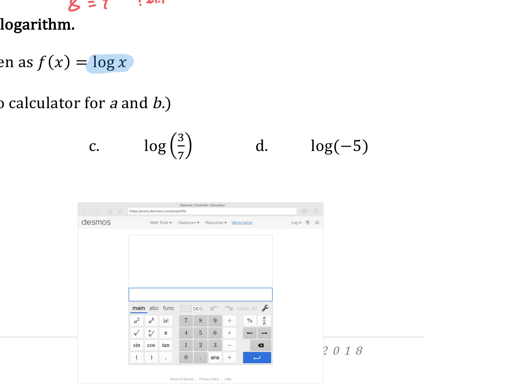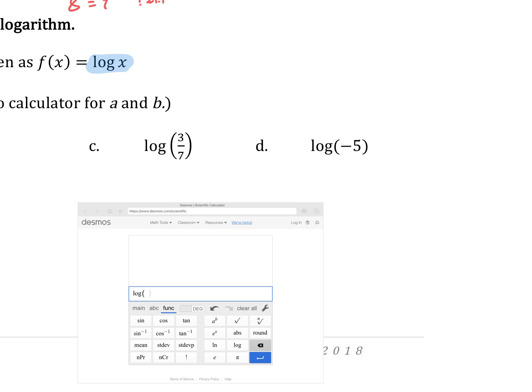So on Desmos here, if we go to function, same thing on the graphing. If you have the Desmos graphing calculator or the Desmos scientific calculator, both are available under desmos.com. On the scientific, if we go to function, we have a log key. On your graphing calculator, you'll have a key that looks just like that also. And we can do the log of 3 divided by 7.